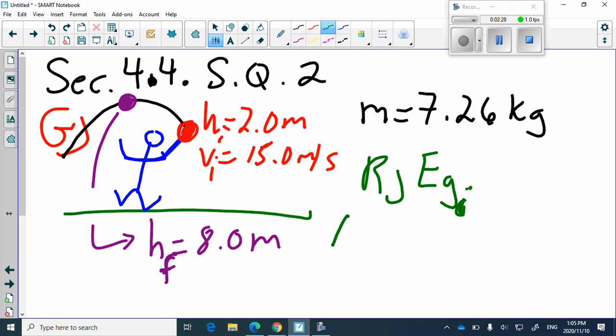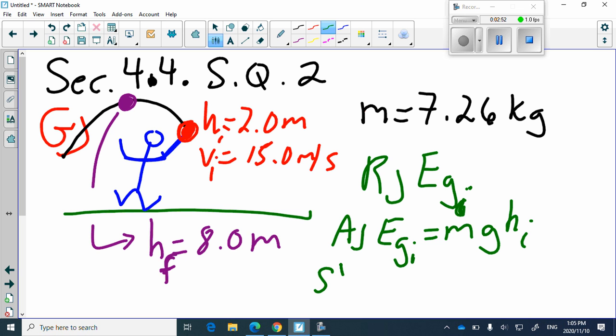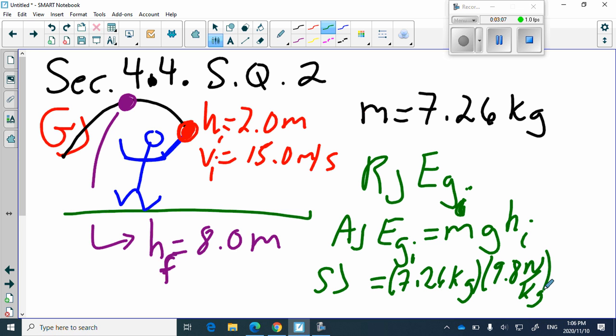Analysis. Gravitational potential energy initial is the mass of the object, the magnitude of the gravitational field strength. You notice it's not a vector here. The magnitude of the gravitational field strength multiplied by height initial. So we're going to substitute, and this would be 7.26 kilograms, 9.8 newtons per kilogram. Notice there's no negative sign. This is just the magnitude part. Height of 2 meters.